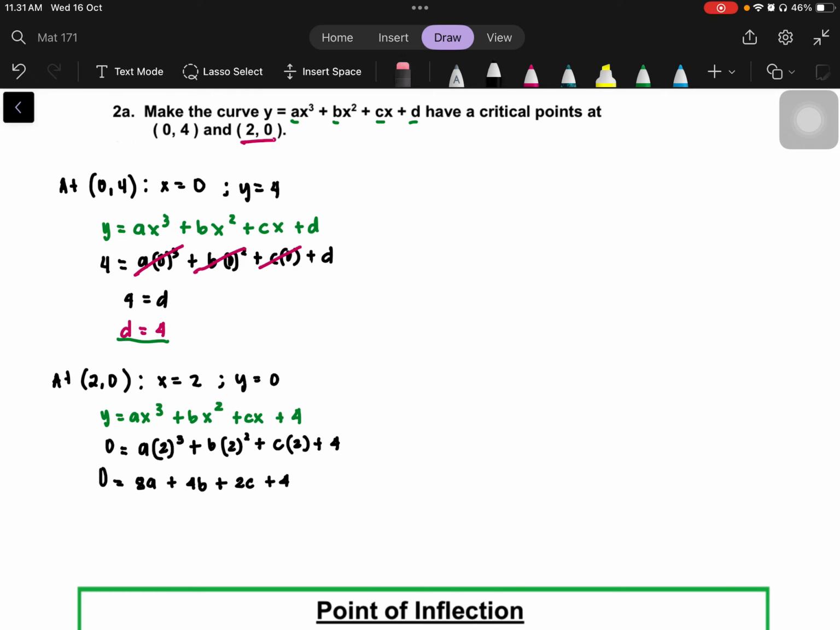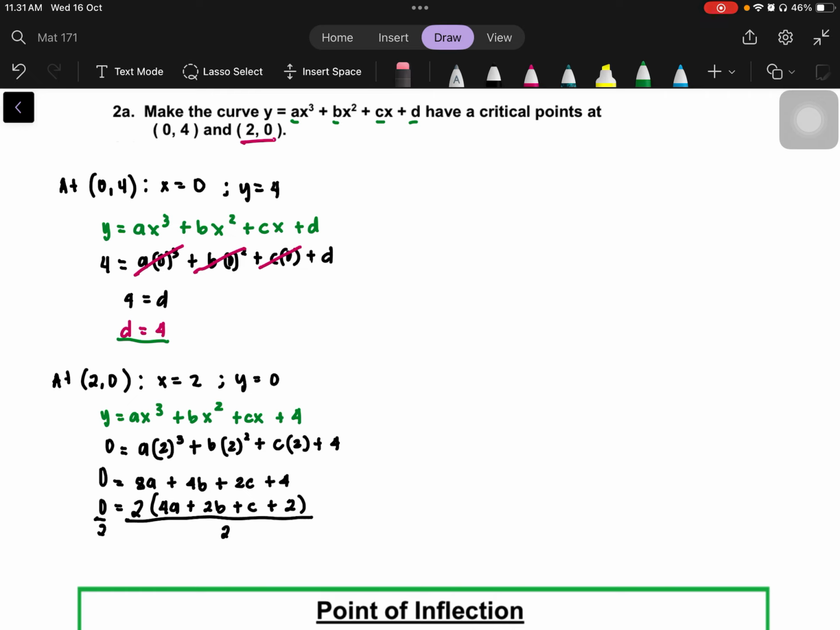Get the common factor. Okay, let's use the common factor. Ano yung common factor nila? We have 2, diba? So, 8a divided by 2 is 4a, plus 4b divided by 2 is 2b, plus 2c divided by 2 is c, then plus 4 divided by 2 is 2.